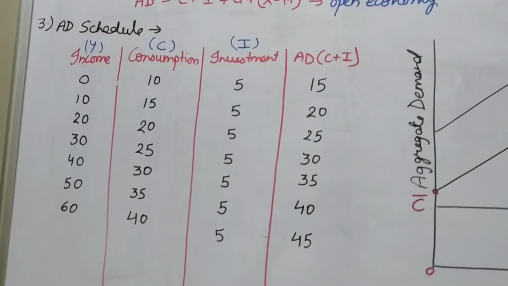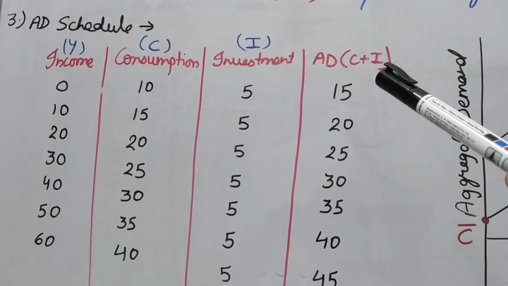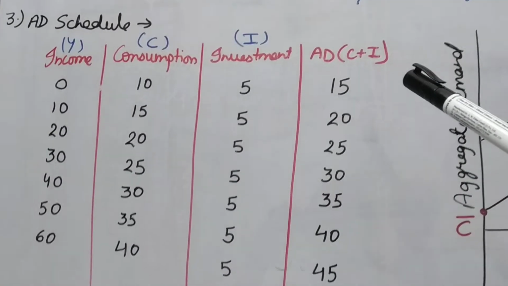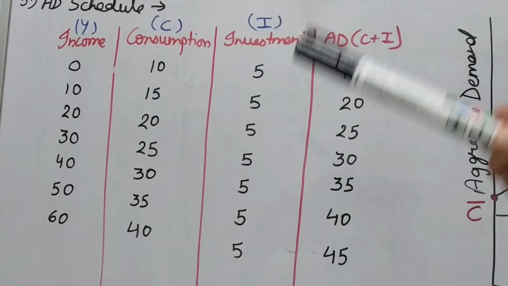Now according to the aggregate schedule, first of all income is given. Because we are going to discuss the closed economy, we only want C plus I. One more assumption we are keeping here: we are keeping the autonomous investment.